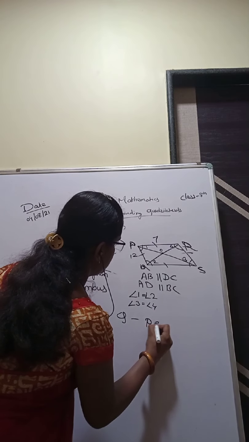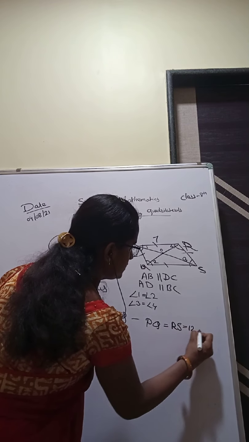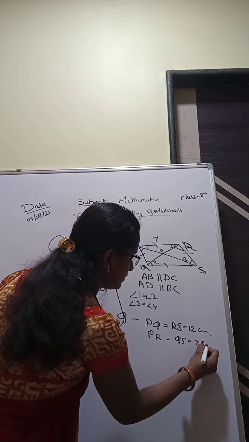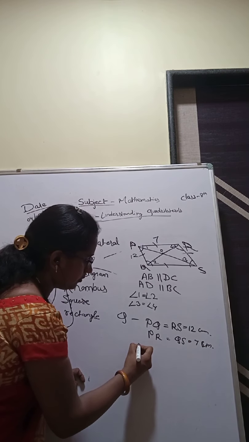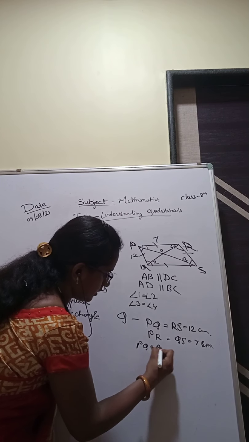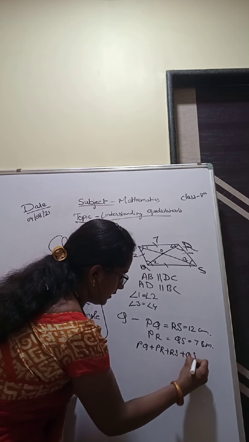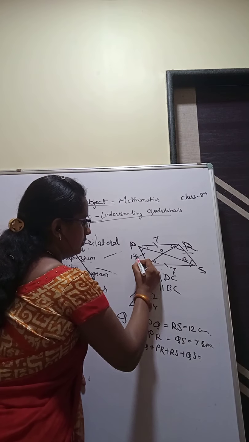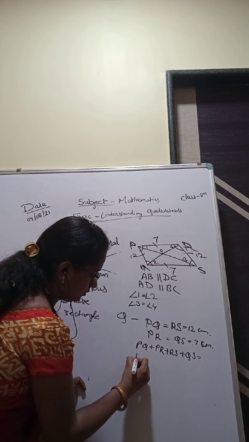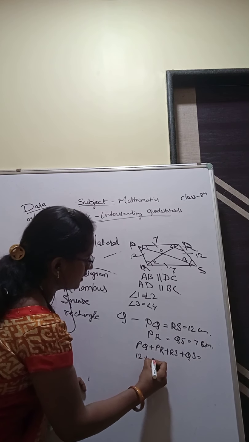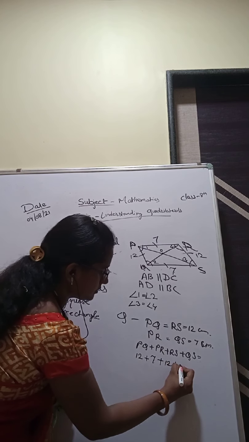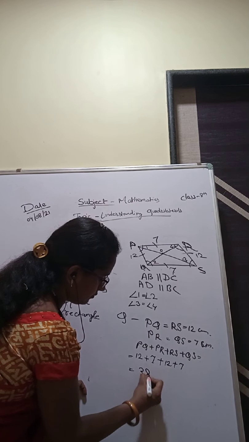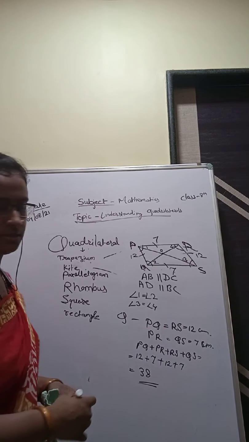PQ equals RS equals 12 centimeter and PR equals QS equals 7 centimeter. So we use the formula for the perimeter of a parallelogram: PQ plus PR plus RS plus QS. The opposite sides are equal, so QS is 7 and RS is also 12 centimeter. Put the values: 12 plus 7 plus 12 plus 7. Now we have the answer: the perimeter of the parallelogram is 38 centimeter.